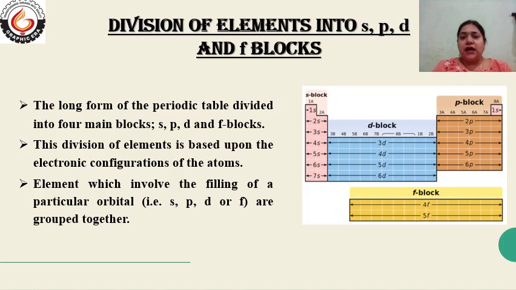Like if the last electron of a particular atom enters into the s orbital, then it is known as an s block element. If it enters the d orbital, then it is a d block element. If the last electron enters into the p orbital, then it is known as a p block element, and if into the f orbital, it is known as an f block element. So the division into blocks is totally dependent on the configuration of the particular atom.